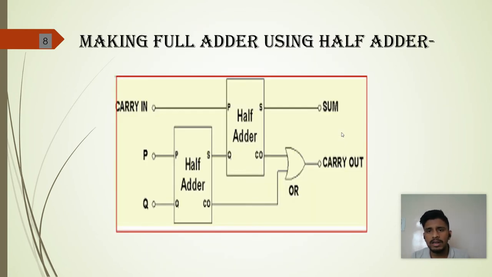We can make a full adder using half adders. Here we use two half adders and three inputs, c in, p, q, and get outputs as carry out and sum. And here we use an OR gate.